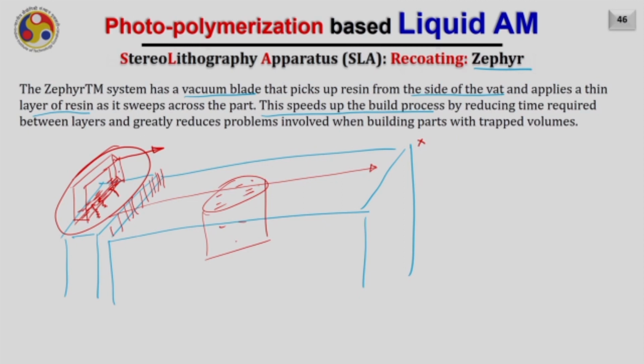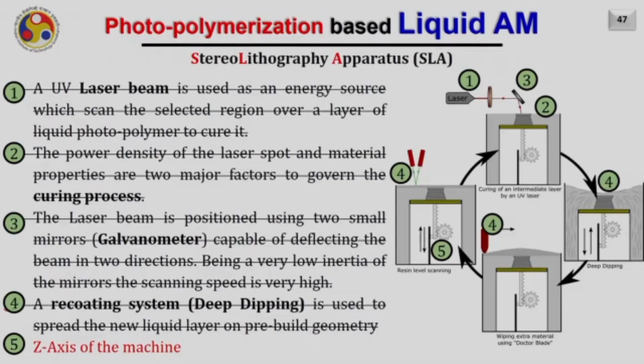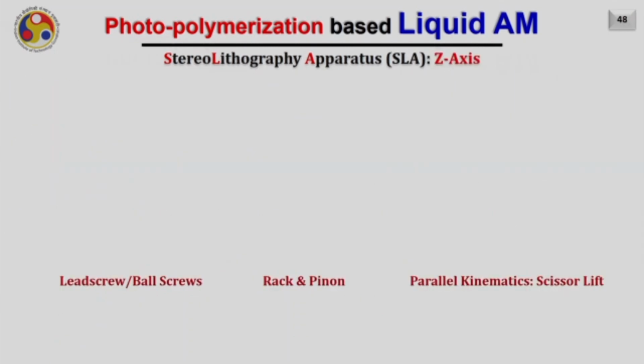However, we have to make a compromise on the quality of the layer which we spread by this technology. Of course, by the deep dipping process, the spread layer is more accurate. So we have discussed today about the recoating system also. Now let us quickly look at some of the options for the Z-axis of the machine, that is the last subsystem. Usually in the SLA system, lead screw or ball screw are used for the Z-axis. Also in some systems, rack and pinions are used, and sometimes parallel kinematics such as scissor lifts are used.